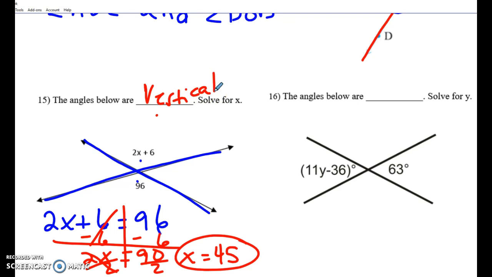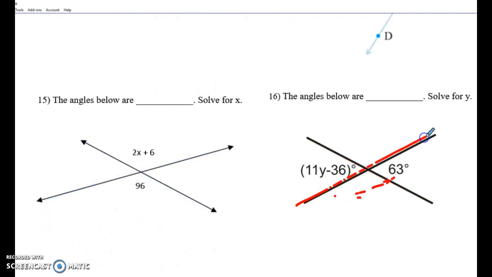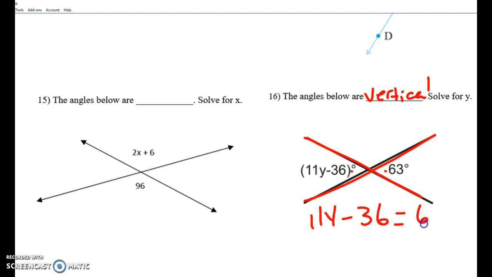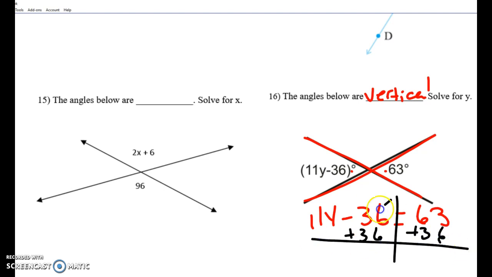Same thing, I have another pair of vertical angles. So that lets me know that the angles are congruent. Intersecting lines that are directly across from each other. And because they're vertical angles, again, that makes them congruent. So let's solve. 11y minus 36 is going to be equal to 63. Now I just need to solve my two-step equation. Add 36 to both sides. 11y equals 99. Once I divide by 11, y is equal to 9.